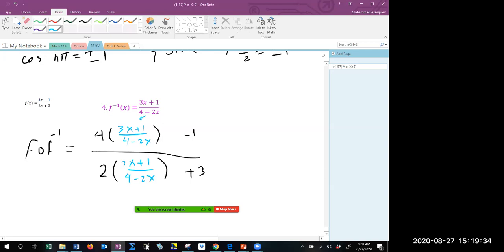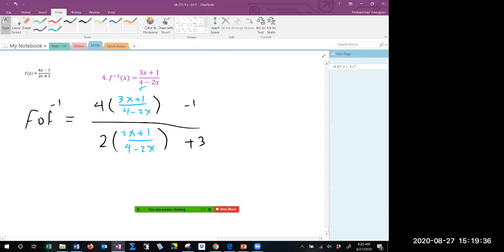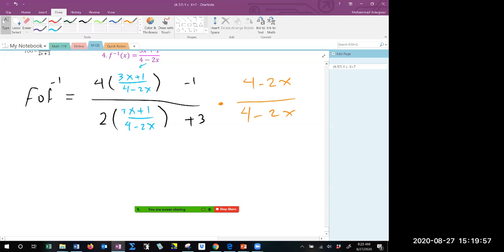And to simplify this, I give you one more step and I leave it for you to finish it. It's very simple. It's a complex fraction. The best course of action is to multiply the top and the bottom by the LCD, which is 4 minus 2x. Okay, 4 minus 2x. So when you multiply this, if you look at this one and you multiply it by this, 4 minus 2x goes away and you get 4 times 3x plus 1.